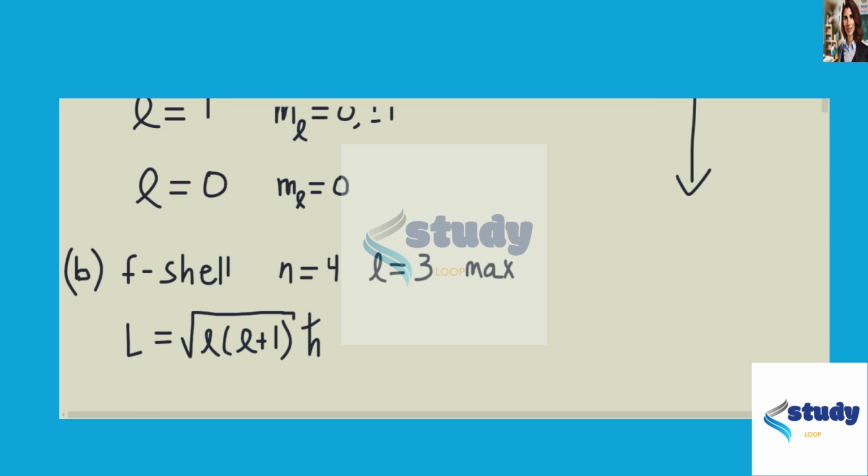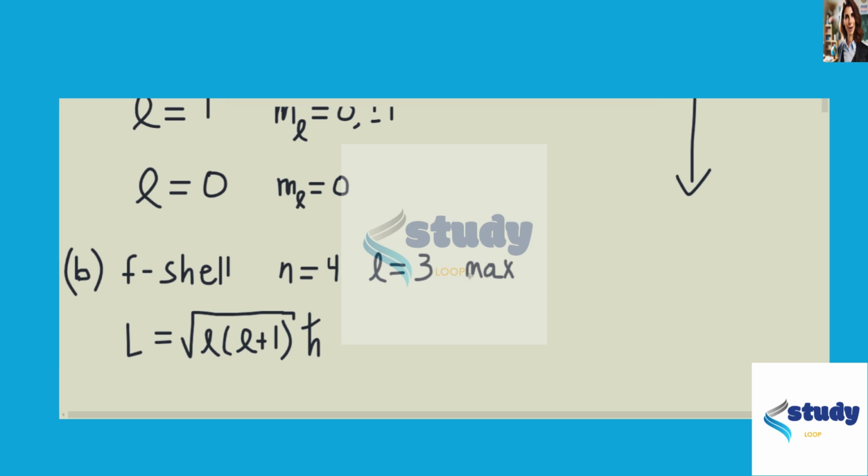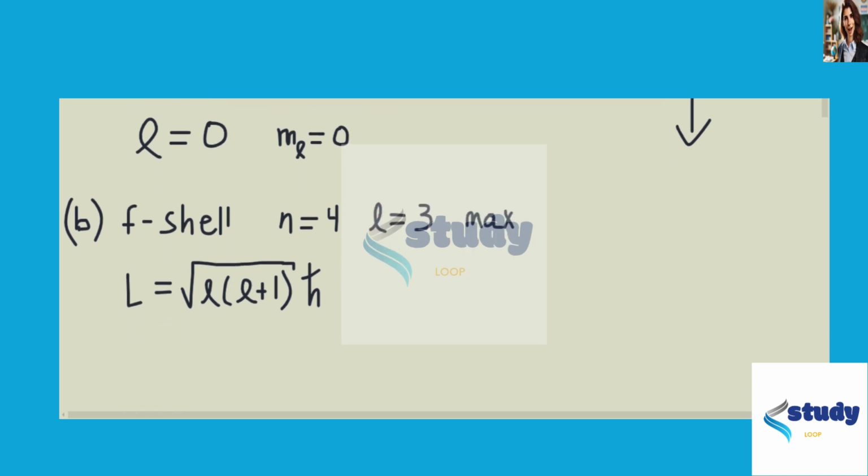Since L goes from 0 to n minus 1, the maximum L value is going to be L equals 3. Since n minus 1, the largest value is 3, if n equals 4. The angular momentum, capital L, is equal to the square root of L times L plus 1 for L equals 3. This gives us 3 plus 1, which is 4, times 3, which is 12. So this is equal to the square root of 12 h bar. And that's one of yours, so we can box that in.